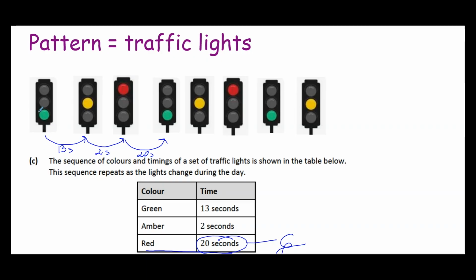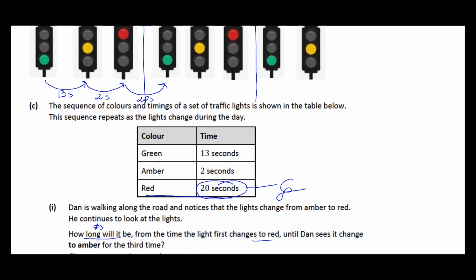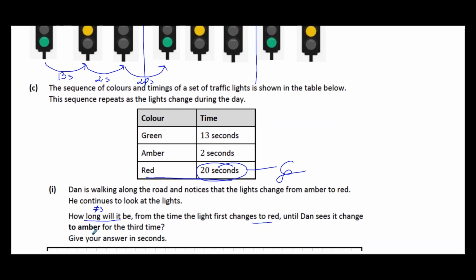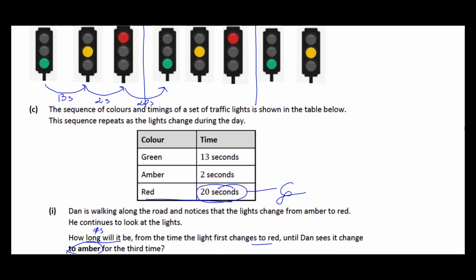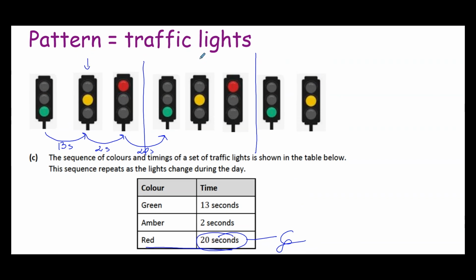So what's happening? He has one set of lights, then he has another set of lights, and then we are told that the amber for the third time will show. So I have first amber, second amber, and third amber. So I have one full circle, then another full circle, then additional 2 lights. So one circle, if I add up 13 and 2 and 20, and I press equal, what do we get? 35 seconds. So that's a full circle.